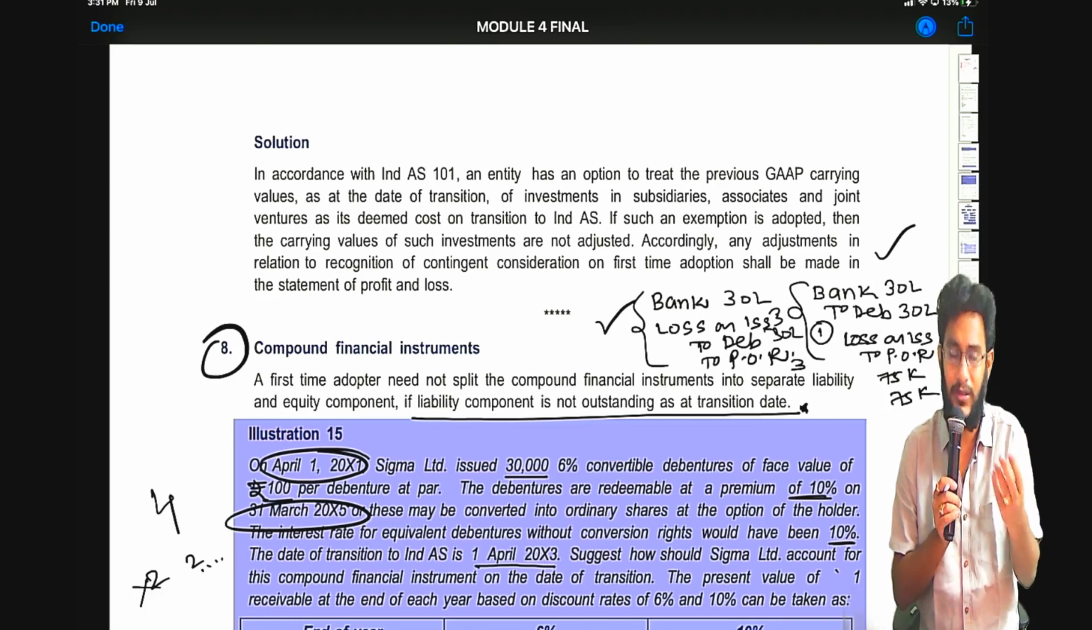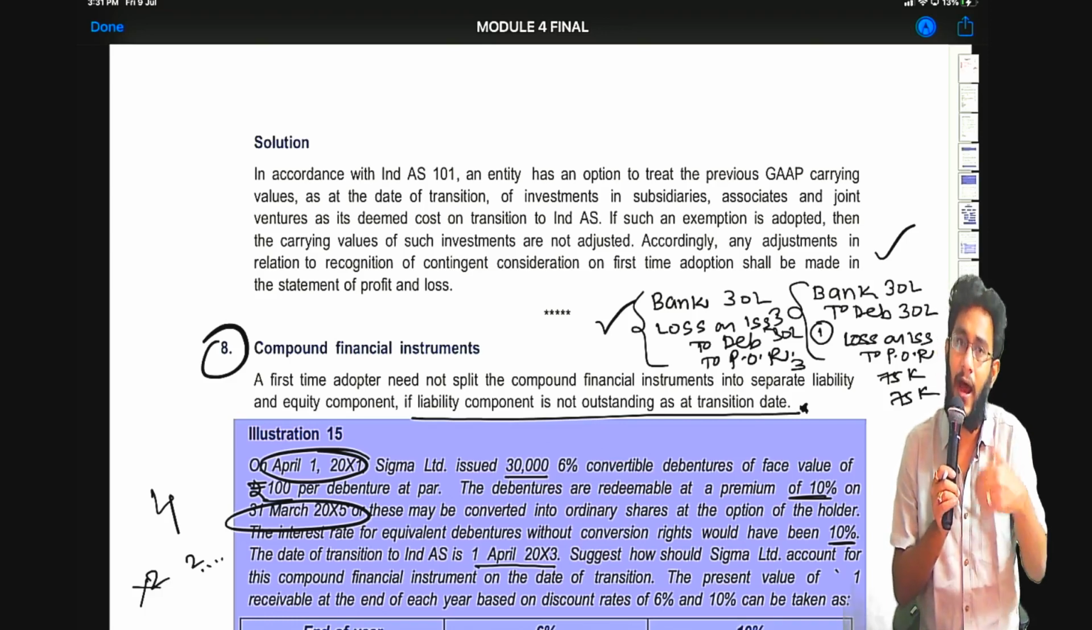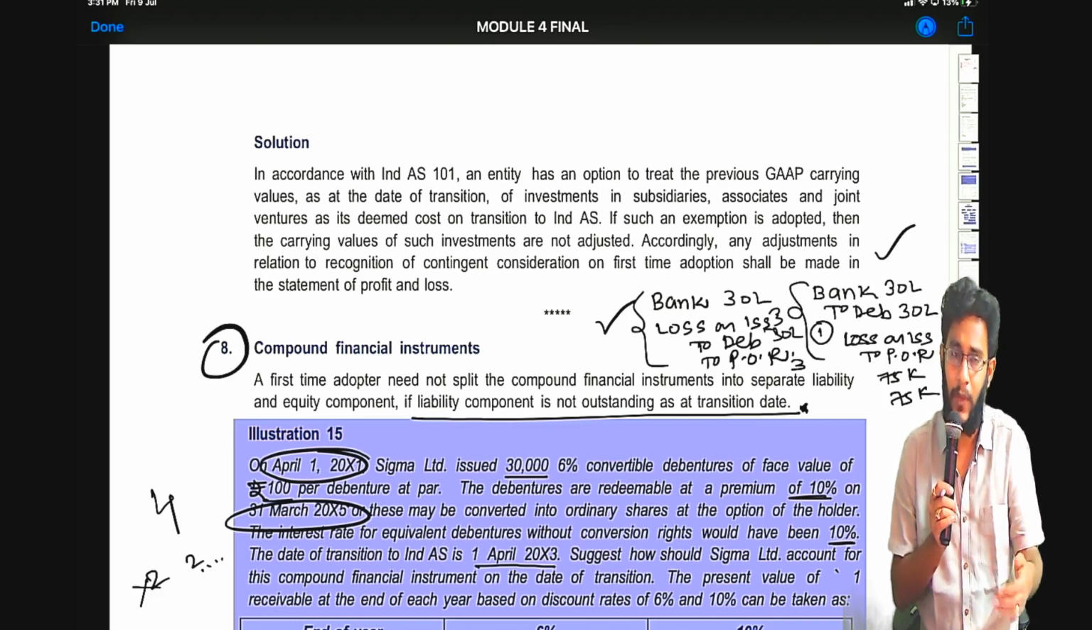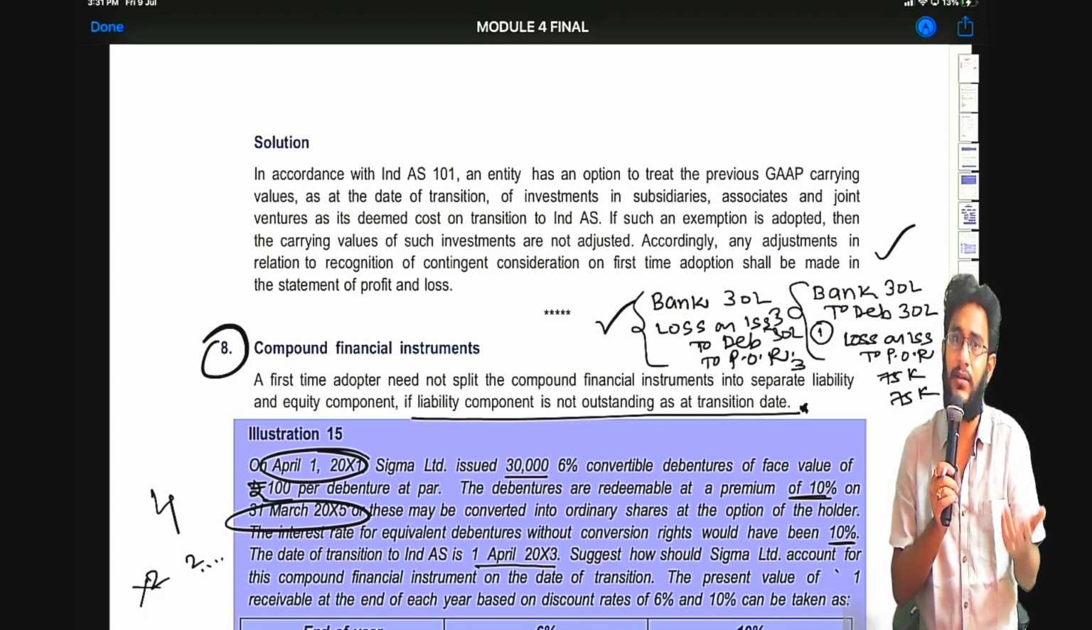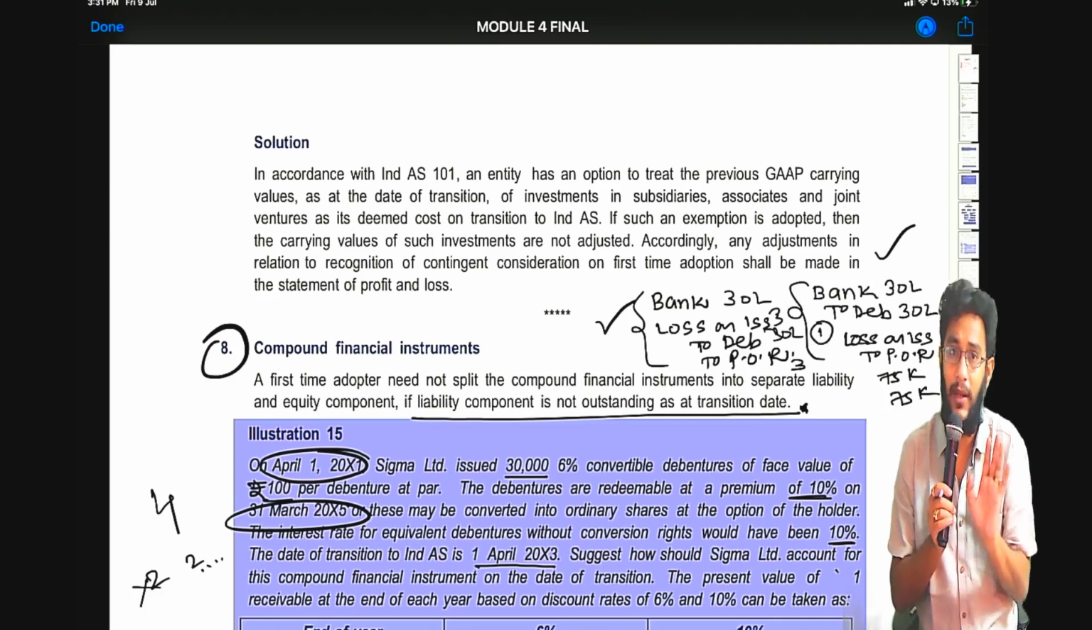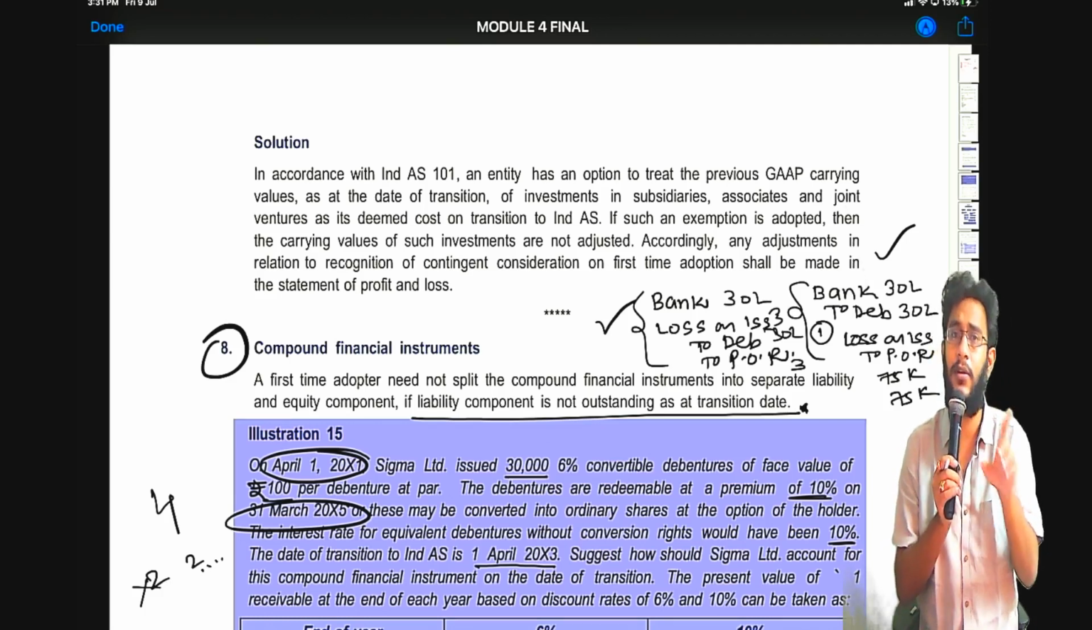In the next 2 years, interest obligation is there. And after 2 years from today, if the debenture holder asks for equity shares, I have to give equity shares. If he doesn't ask for equity shares, then I have to pay cash. That means the obligation to pay cash is there, so the liability is existing. That means the above exemption does not apply to you. You have to do retrospective accounting.